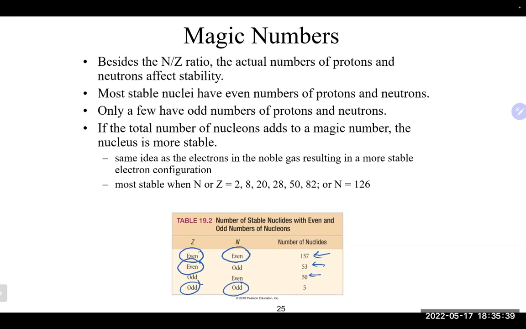So just really quickly, if you see even and even protons and neutrons, that's probably going to be a fairly stable nucleus. If you see odd and odd, probably not so stable.